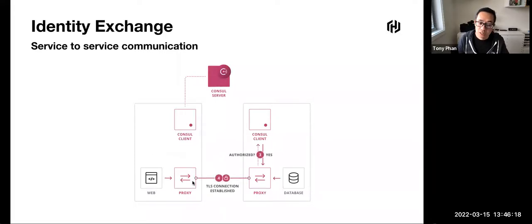The next step is, is it authorized? Again, I was talking about Consul intentions, or service-to-service permissions. So are we actually allowing the web service to talk to the database service? We can do this in layer 4, and we can create intentions at layer 7 as well. But if they are authorized, then we have a connection that's established, and we call that mutual TLS.